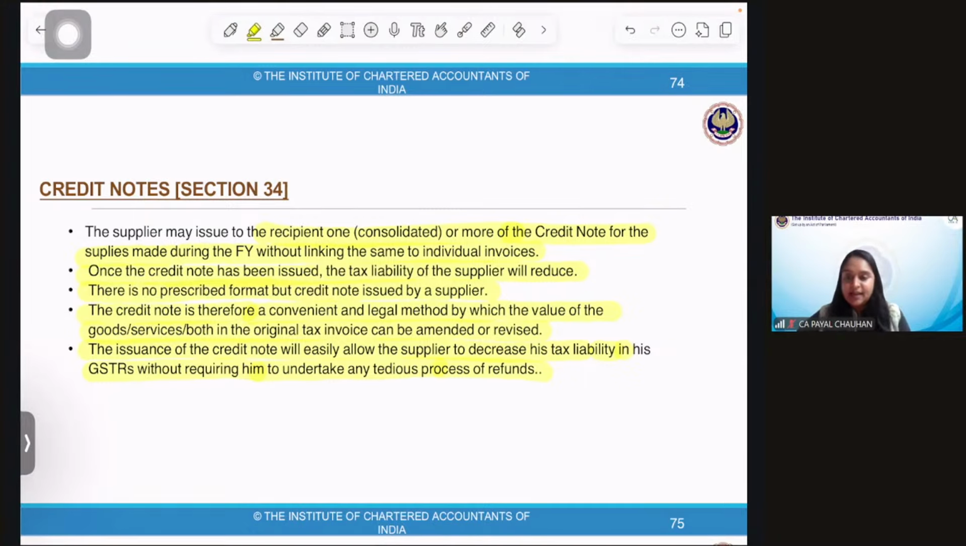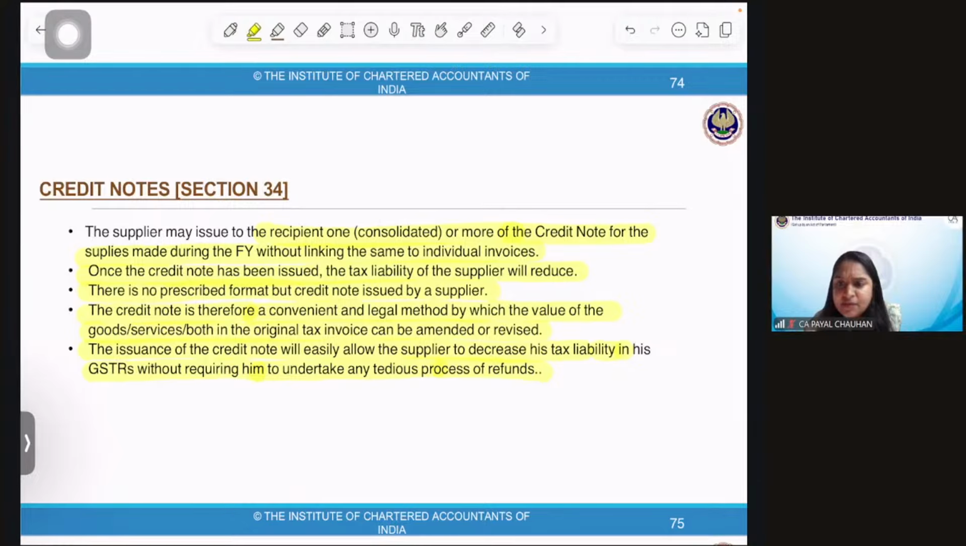So we easily say it's a convenient method. If you need to refund some kind of amount, you just issue a credit note. You can consolidate it also so that the supplier's tax liability gets reduced. At the same time, the recipient, if he has taken the ITC on such goods, such tax, then he has to reverse that ITC, right? Yes, reversal, Navneet, that's what I wanted to tell. Yes, of course, reversal is required.